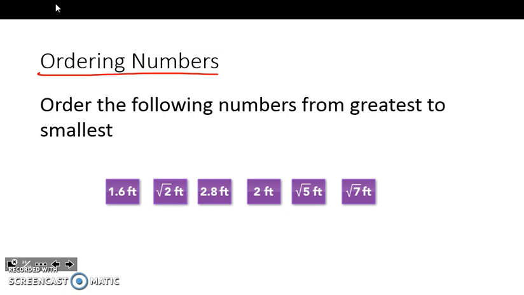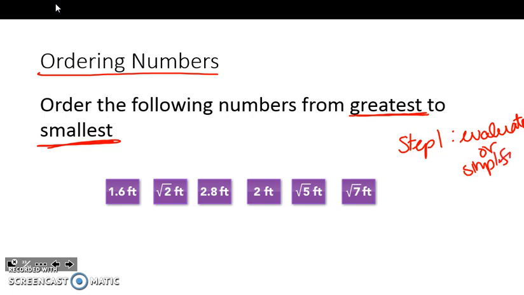The biggest thing that you have to pay attention to whenever you are working through these problems is what they want you to do. So in this problem, they want us to order the following from greatest to least. So I want all my big numbers first, go from biggest to smallest. Our process is the same here, okay? Step one is to evaluate or simplify. Okay, we need these all as decimals in order to be able to order them from greatest to least.